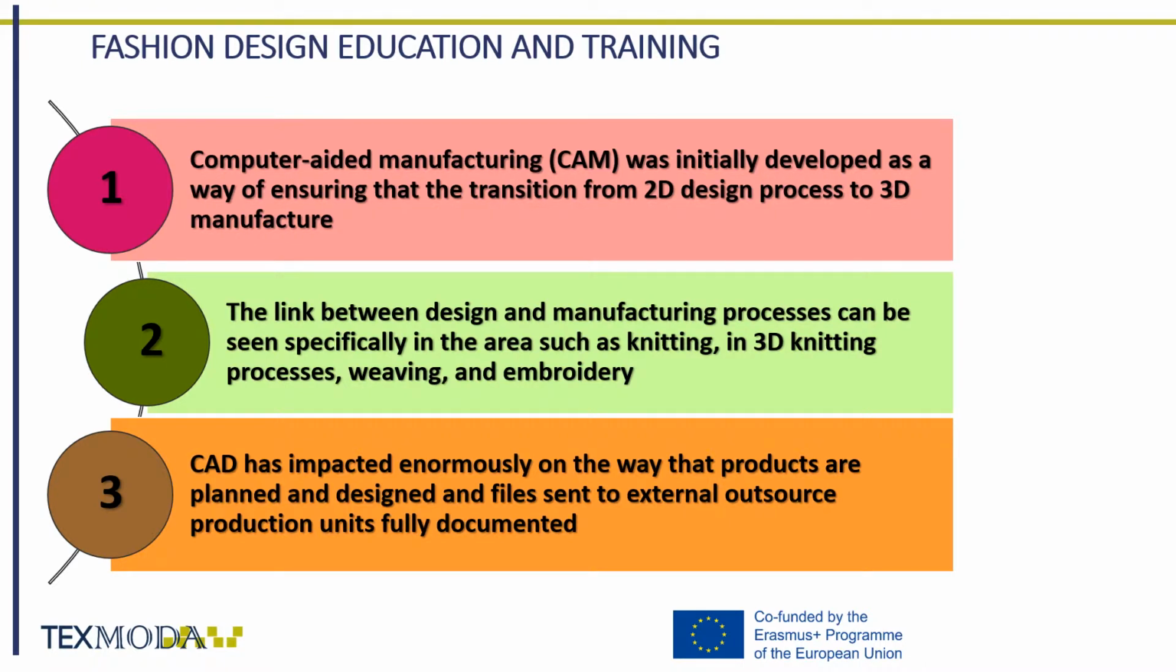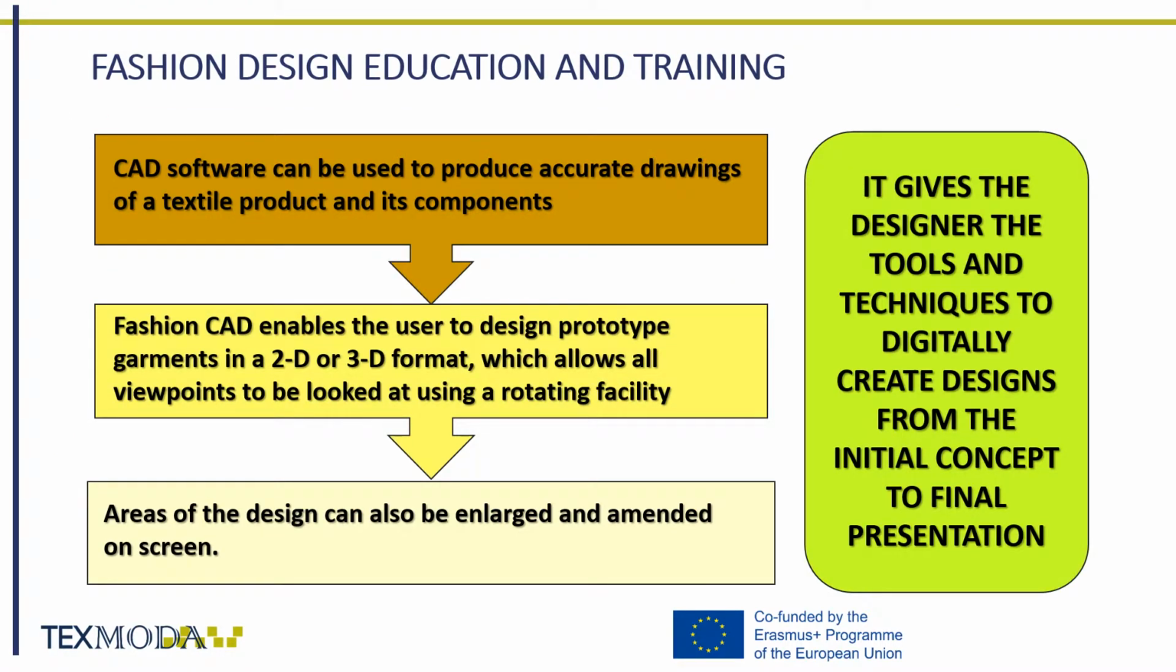In its early beginnings, it was a way of ensuring the transition from 2D design process to 3D manufacture. The requirement to interlink the design and manufacturing process can be seen specifically in areas such as knitting, weaving, and embroidery. CAD has impacted enormously on the way products are planned and designed, and files are sent to external outsourced production units fully documented. CAD software can be used to produce accurate drawings of a textile product and its components.